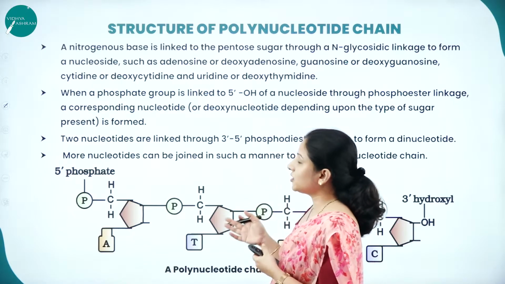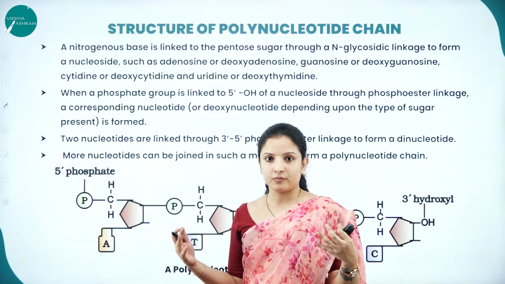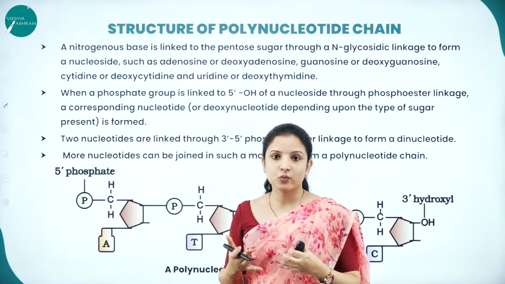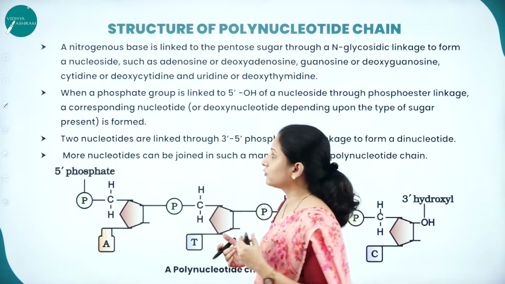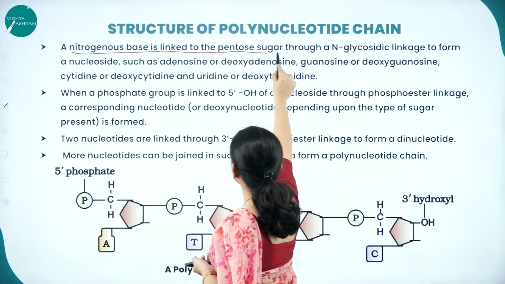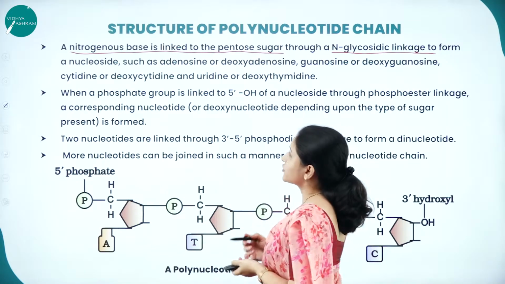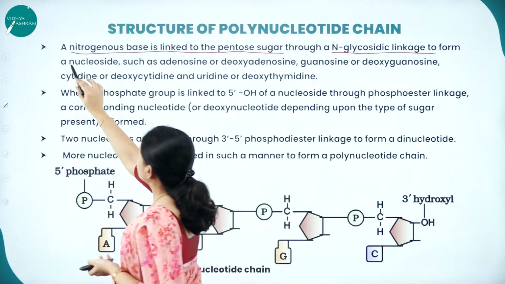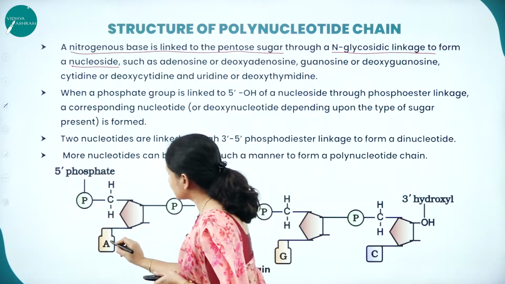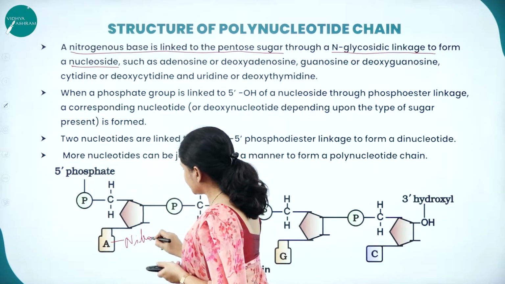Next, moving further. Now a polynucleotide chain has to be formed. If these have to form chains, then they have to be connected to one another, right? So what shall we look into? A nitrogenous base is linked to the pentose sugar through an N-glycosidic linkage to form a nucleoside. So what is a nitrogenous base? A nitrogenous base is just this adenine. Adenine is a nitrogenous base.